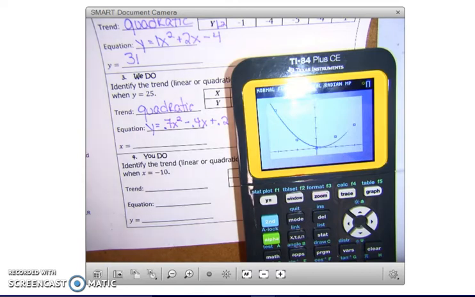And it doesn't touch every single point, and that's because of the decimals, but it touches almost every single point, and that's when we talk about the equation of best fit and the curve of best fit. It gets close to all the points.